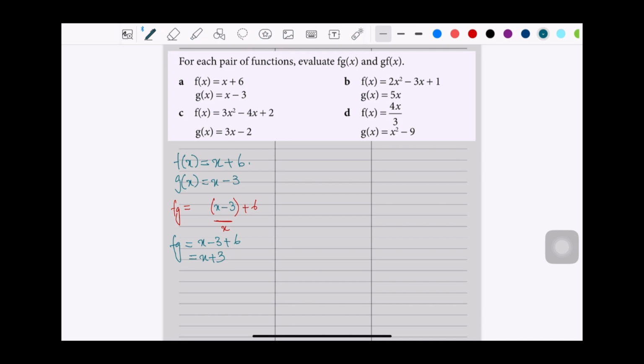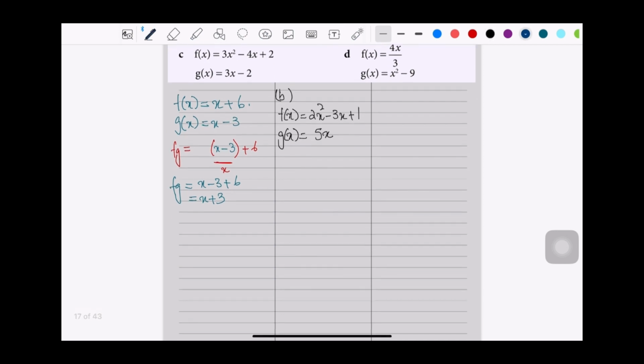I'll move on to a relatively difficult question. So for b, f of x is equal to 2x squared minus 3x plus 1. g of x is equal to 5x.